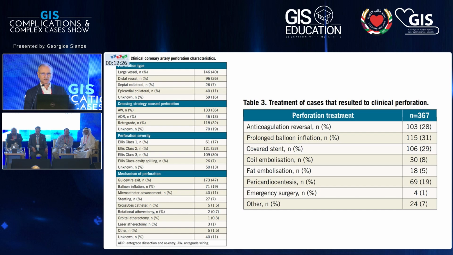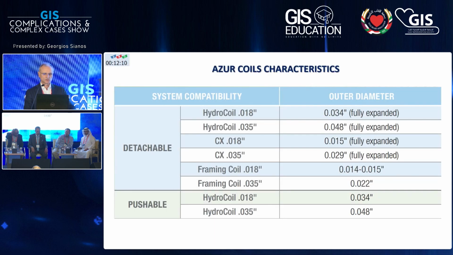it becomes relevant. So if you do around 200 CTO PCI per year, and you do around 30% retrogrades or whatever, you would expect that you will coil 3-4 patients. And that's finally something that matters, because for these kind of complications, there are no other solutions.